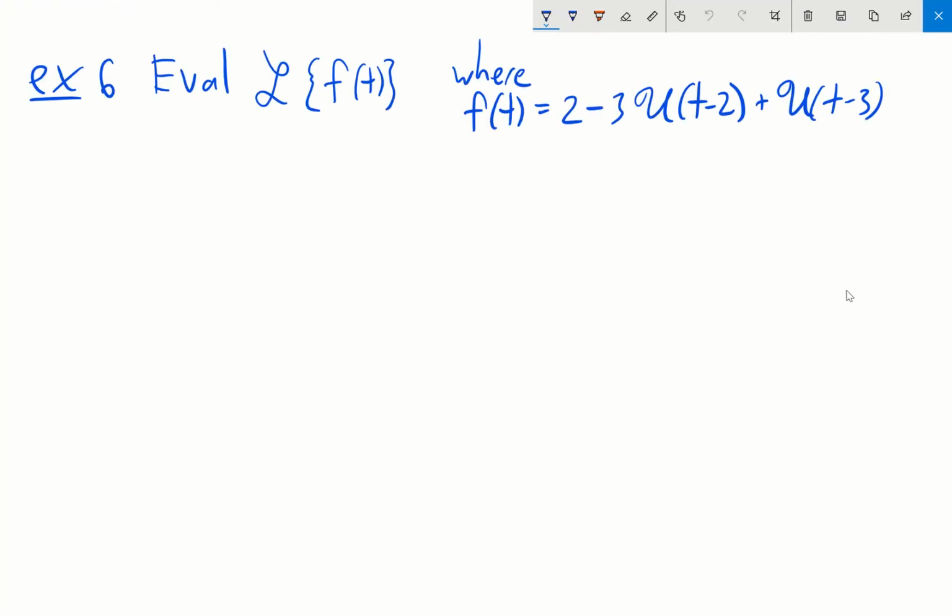Let's take a look at the next example. Let's take a look at example 6. Suppose we want to find the Laplace transform of f of t, where f of t is expressed using a bunch of unit step functions.